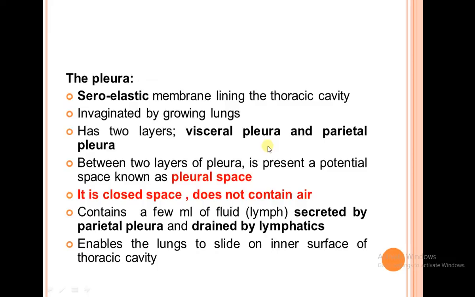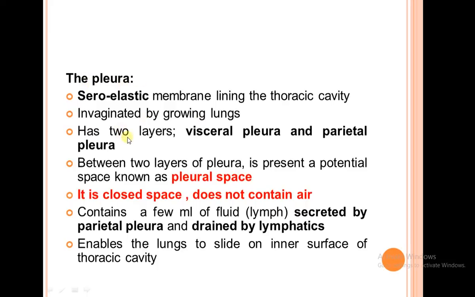Now coming to the pleura, the next structure or the part that we are going to discuss is pleura. Now pleura is basically a seroelastic membrane which lines the thoracic cavity. It is invaginated by the growing lungs, or we can say that lungs are covered on the outer surface by a seroelastic membrane which is called as pleura.